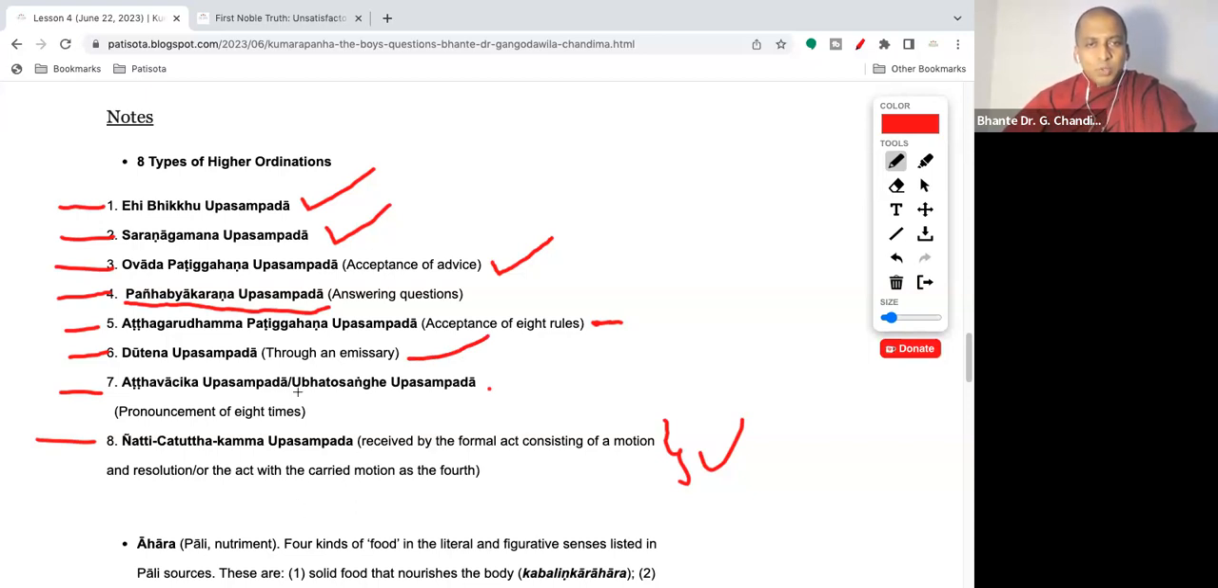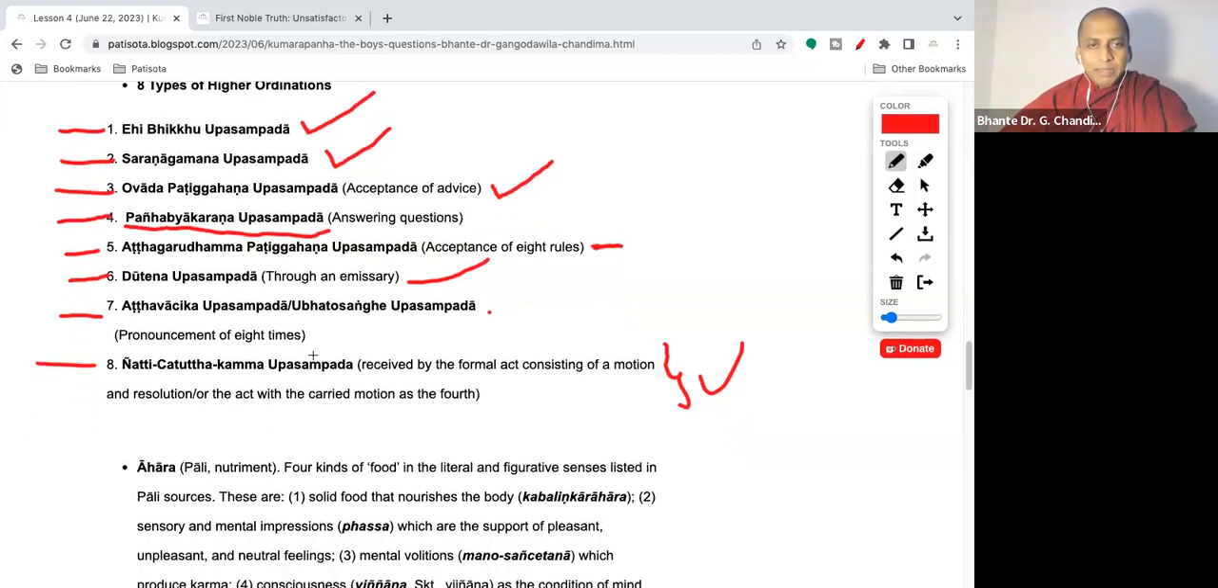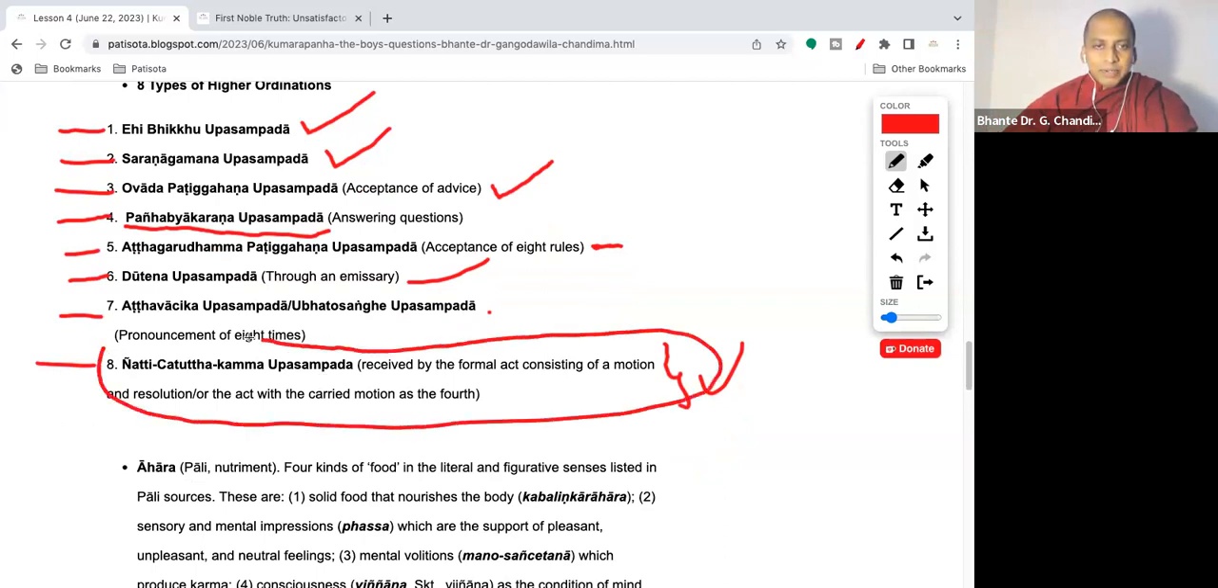Attavachika Upasampada, Ubato Sanghe Upasampada means Upasampada that is given to a Samaneri by both monks and nuns. 4 times by the monks, 4 times by the bhikkhunis. I think this is what is given to bhikkhunis nowadays, because bhikkhunis cannot get Upasampada just from the other bhikkhunis only. So monks should also be present there. This is only for the monk. This is the main Upasampada that you see in all Theravada countries.